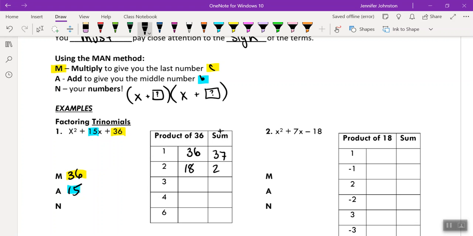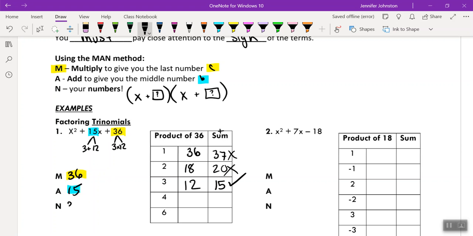No, 2 and 18 gives us 20. So that doesn't work and that one doesn't work. So it's not going to be those. What about 3 and 12? Can 3 and 12, so 36 being divided into 3 and 12 when they're multiplied, give us 15 if we were to add those together? Yeah, that gives us 15 because 3 plus 12 is 15 and 3 times 12 is 36.